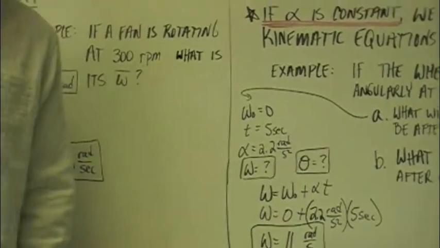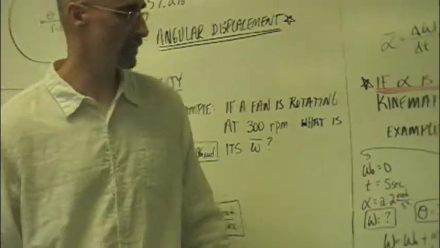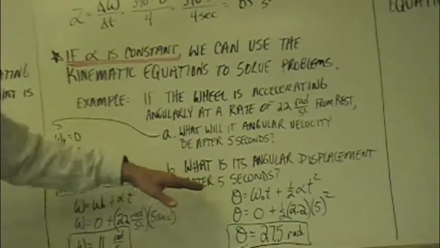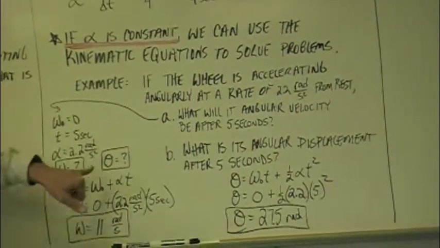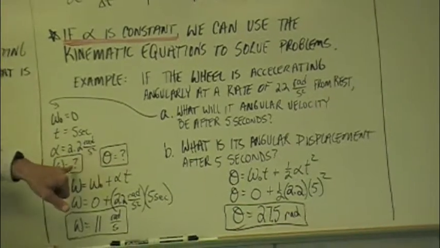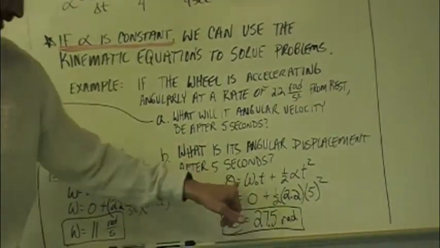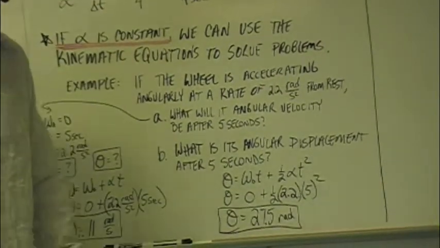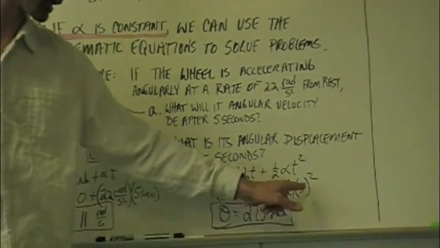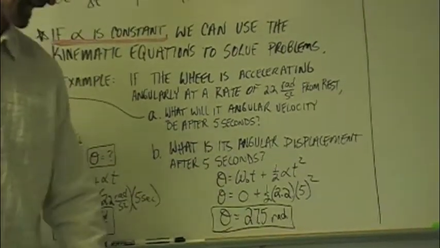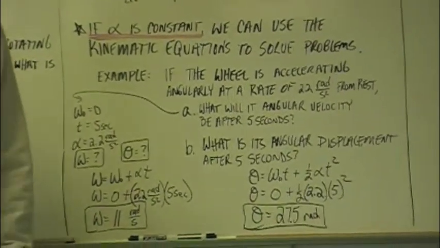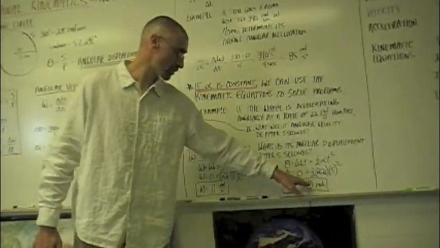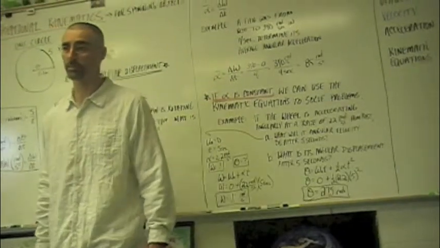Make sense? Okay. And then, guys, if we go to B, what is the angular displacement after 5 seconds? We're looking for the theta here instead of the omega. So we plug it into the appropriate kinematic equation. And we have 1/2 times 2.2 times 5 squared. We come up with an angular displacement of 27.5 radians. Okay.